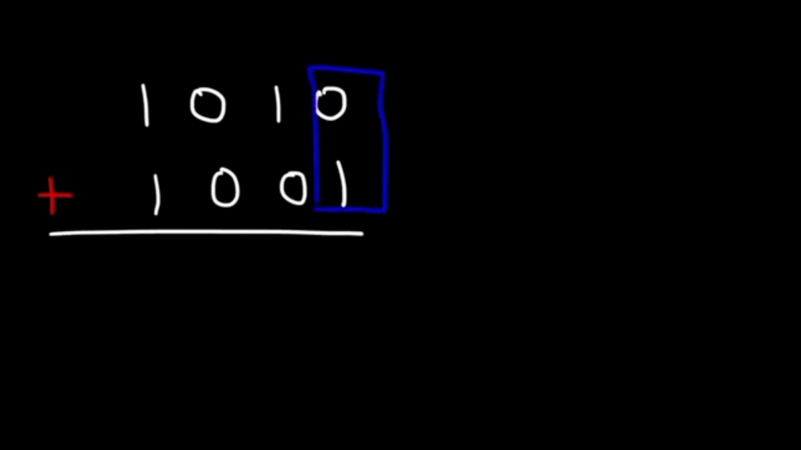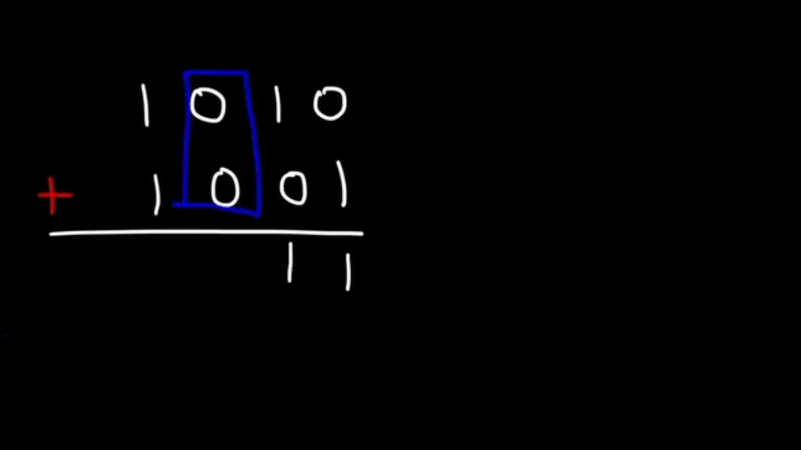And then add up the numbers column by column. So here we have 0 plus 1, which is 1. In the next column we have 1 plus 0, which is also 1. And then for the third column, 0 plus 1, that's 0 plus 0 rather, which is 0.